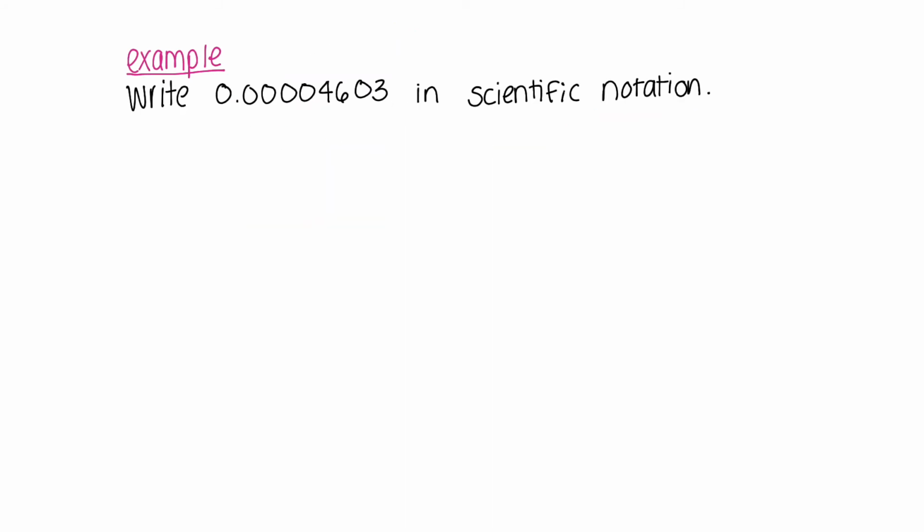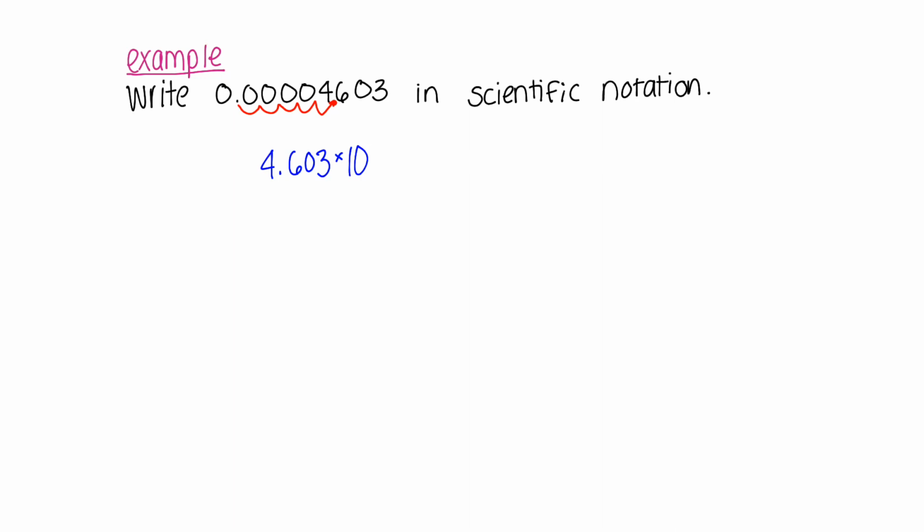Let's try that one more time. Here we have a very small number again, so we are going to have a negative exponent. We want to move the decimal place until it is right in front of one number. So we want to keep on moving it till there's one number in front. 1, 2, 3, 4, 5. If we move the decimal right here, we would have 4.603 times 10.